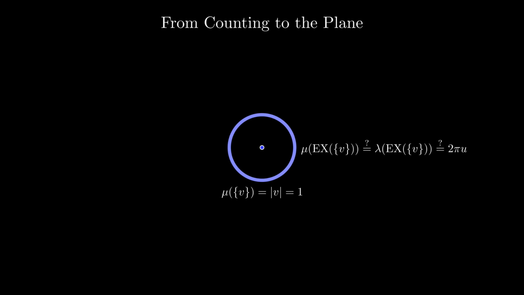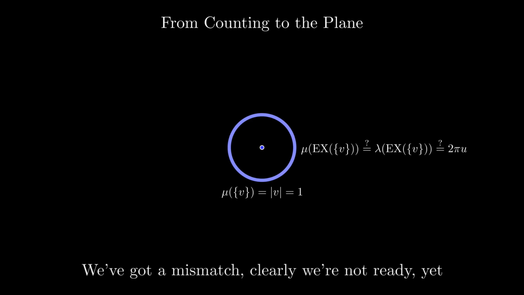So we have a single vertex in the plane, counting measure 1. Its neighborhood is a circle. That would have a measure of 2 pi and then some length unit, here the arbitrary u. Yeah, this isn't going to work. Counting and Lebesgue measure don't mix, now do they? We're clearly not ready. So let's throw some shade at the Lebesgue measure.